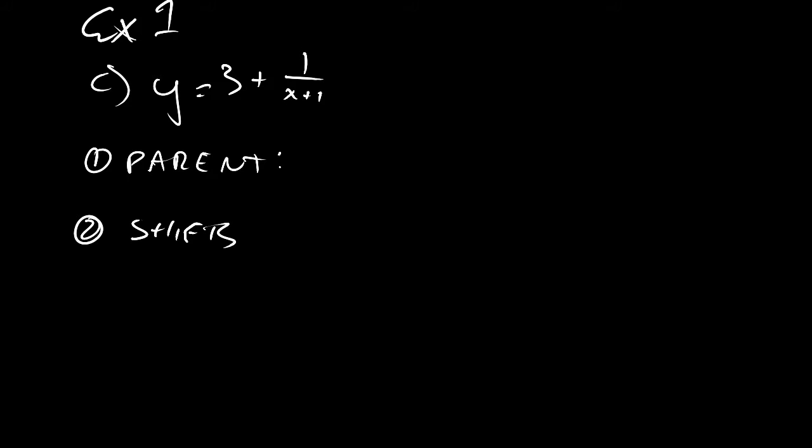Alright, so our parent graph is what happens when we take away all our numbers. If we take away our numbers, we're just left with 1 over x. How do we know that? Well, I'm going to take away my 3, and I'm going to take away my plus 1. 1 over x. Brilliant. So there we have it. Our parent graph is 1 over x.